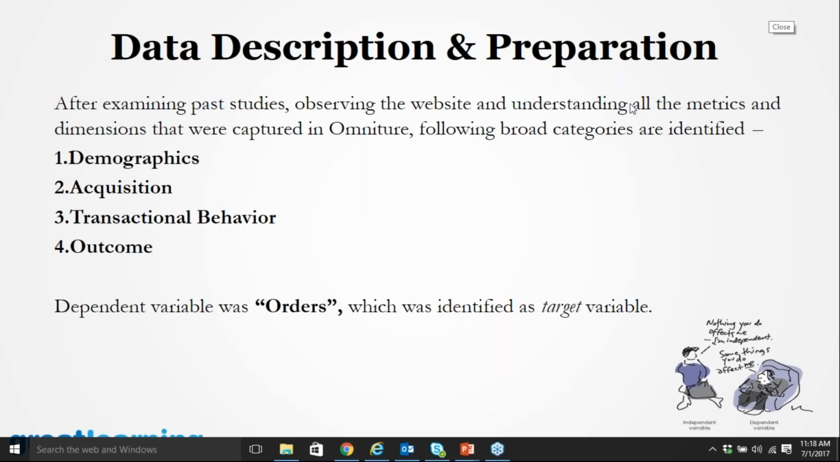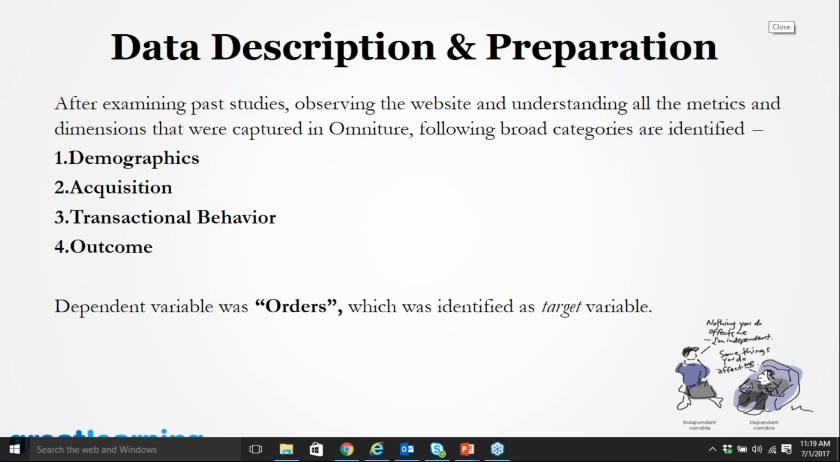After examining past studies, observing the website and understanding all the metrics and dimensions that were captured in Omniture, the following broad categories are identified: demographics, acquisition, transactional behavior, and outcomes. Now, I actually researched what are the factors which influence propensity of buying, or what are the factors in the e-commerce industry. So the primary factors from different researchers, different papers, case studies, I came up with 4 categories: demographics, acquisition, transactional behavior, and outcome.